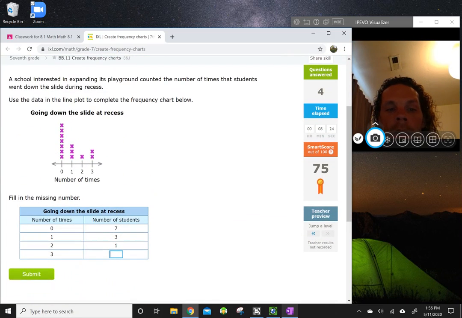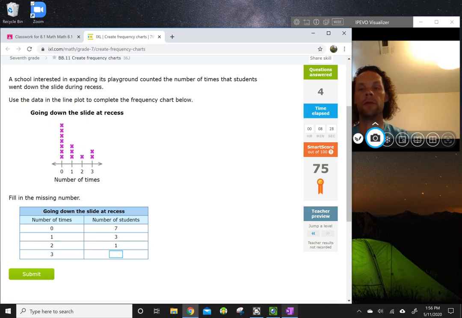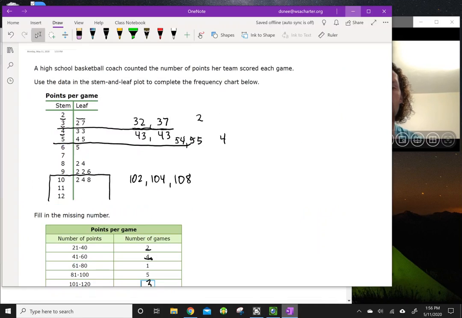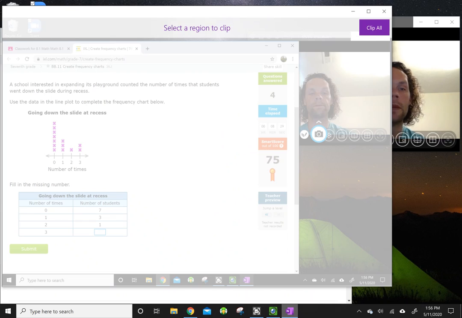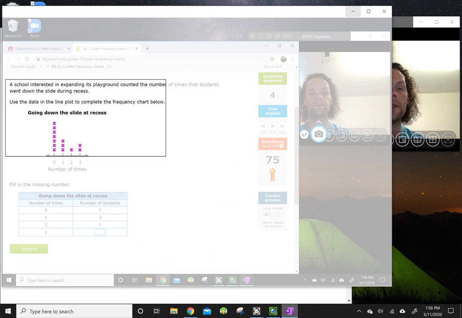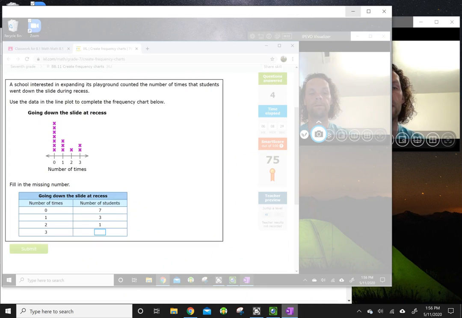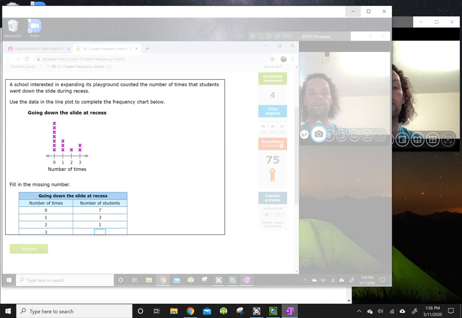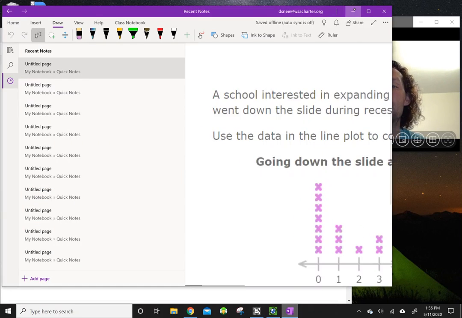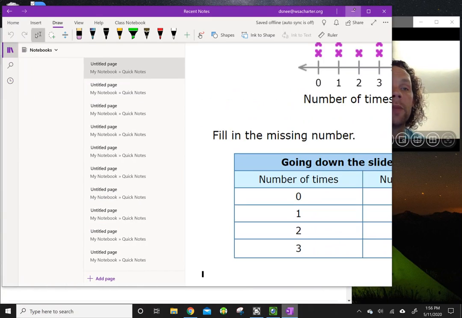All right, and this is a line plot, okay? Just a little bit different here. Let's take a picture of this one. This is about a school that's interested in expanding its playground. They counted the number of times that students went down the slide during recess. They're trying to figure out how they should expand this playground.